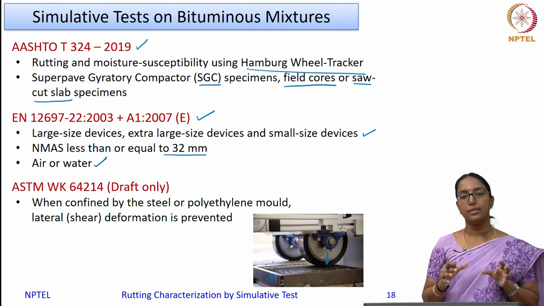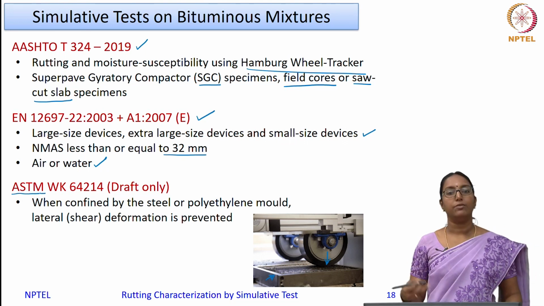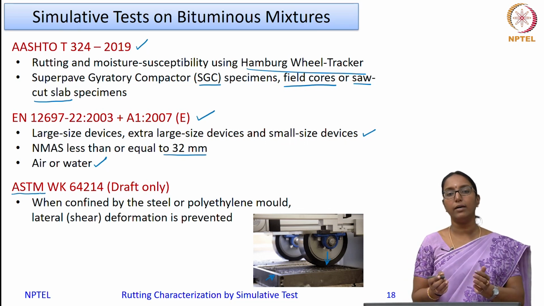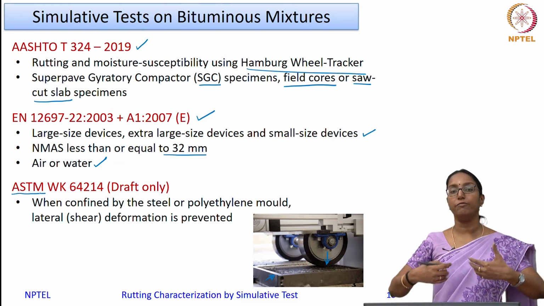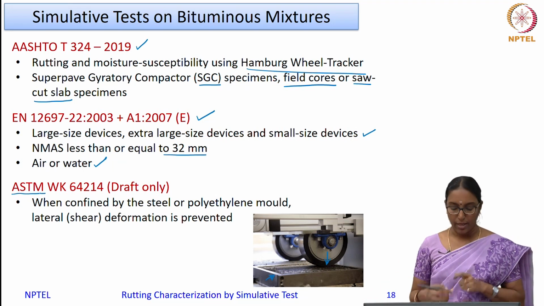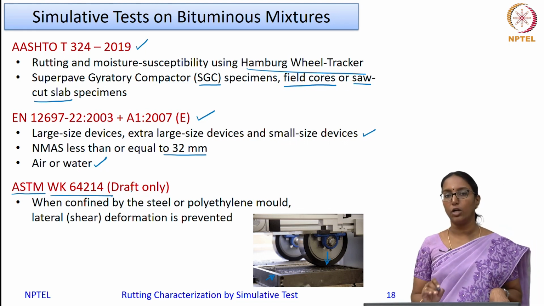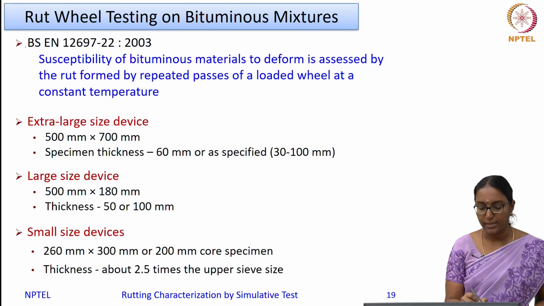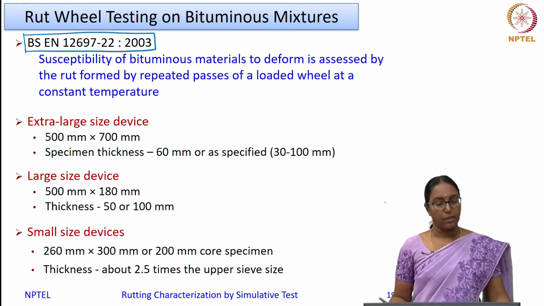This aspect is considered in the ASTM studies, and they are trying to refine the code by considering it as well, to have a mold which does not offer a very rigid confinement, or which offers a confinement as prevailing in the field condition. But this ASTM standard is only a working standard, and only the draft is available. So, I will not be discussing this standard in this lecture. Let us discuss the European standard. I will be discussing the rut wheel testing using the European standards.